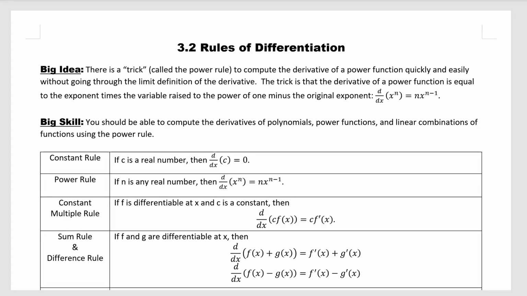Big idea. There is a trick called the power rule to compute the derivative of a power function quickly and easily without going through the limit definition of the derivative. The trick is that the derivative of a power function is equal to the exponent times the variable raised to the power of the original exponent minus 1. So you can see we put the exponent down in front and then x to the exponent minus 1. Okay, so this is the rule.